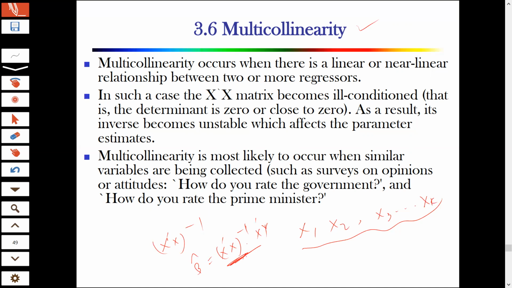Multicollinearity is most likely to occur when similar variables are being collected, for example, surveys on opinions or attitudes. Say there are two variables: how do you rate the government and how do you rate the prime minister? If we include both variables in the model, there may be a case that they are highly correlated.